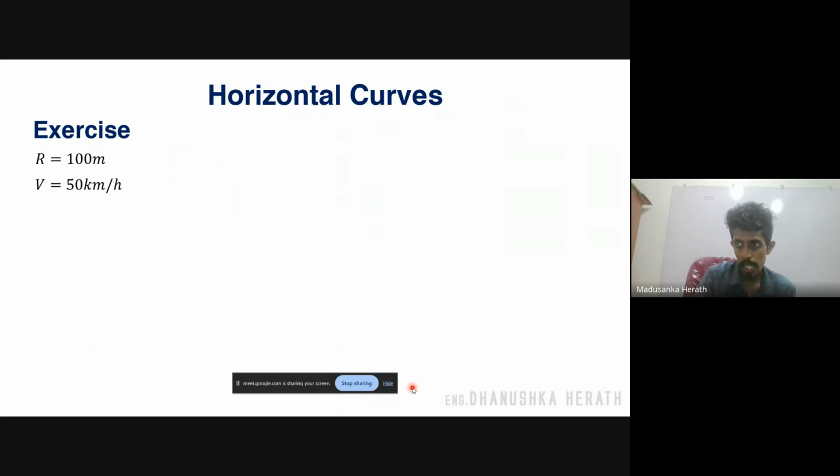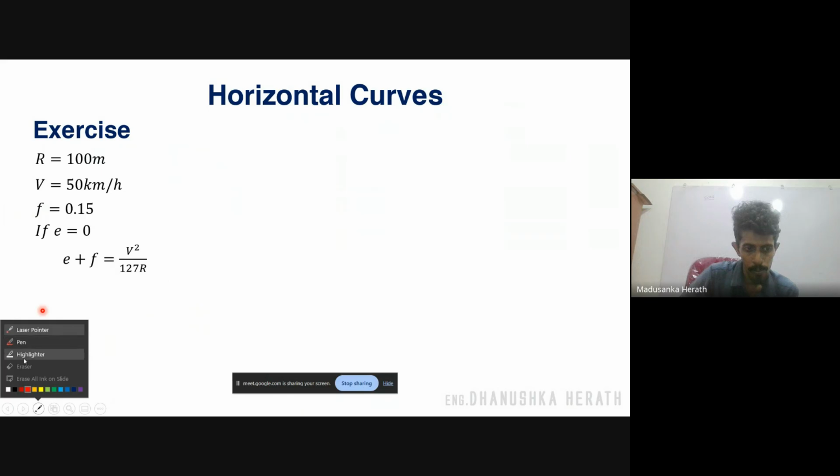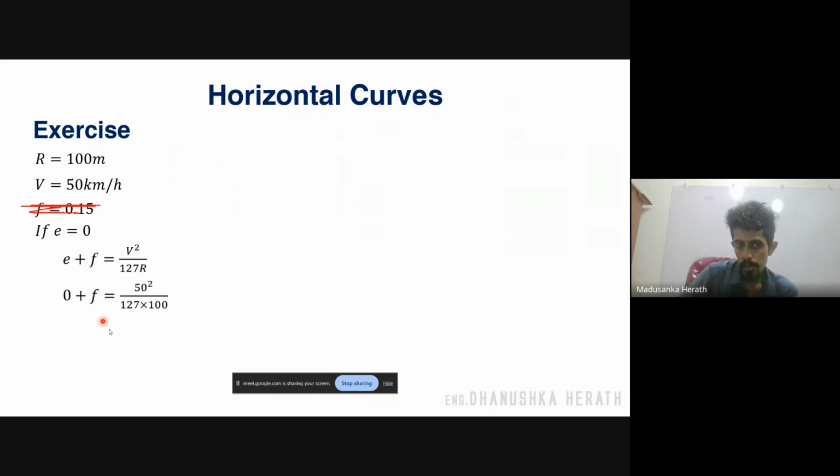In the second case, they are asking us to calculate the f value if E is equal to 0. So here there is no E value. E is 0, then 0 plus f is equal to 50 squared over 127 times R. F is equal to 0.197. Right. So you can take the answer if you need.